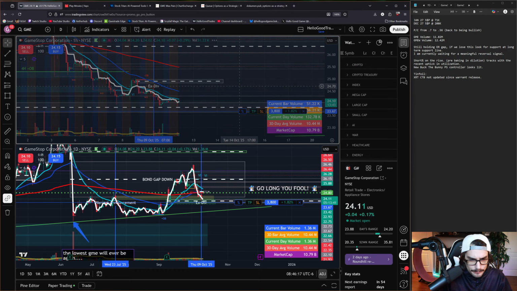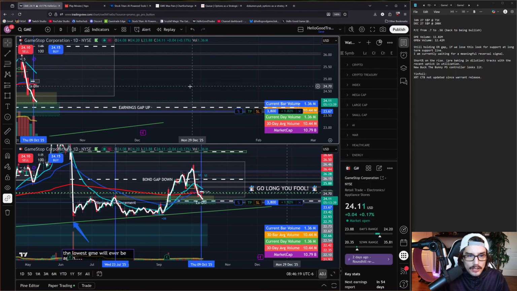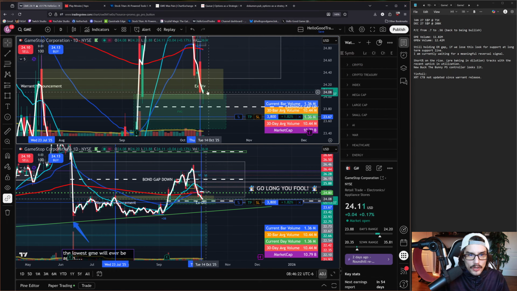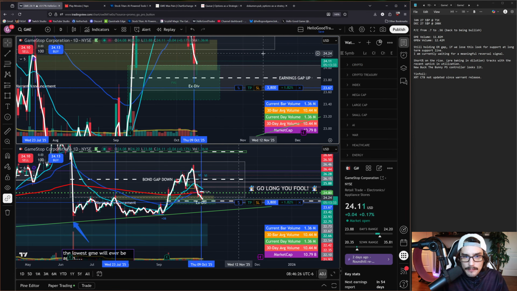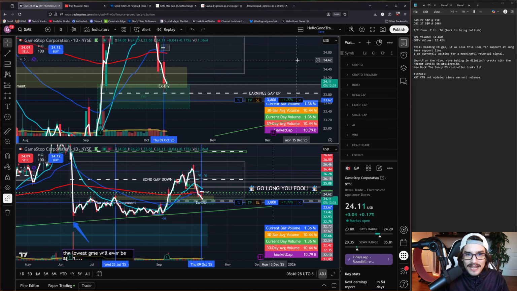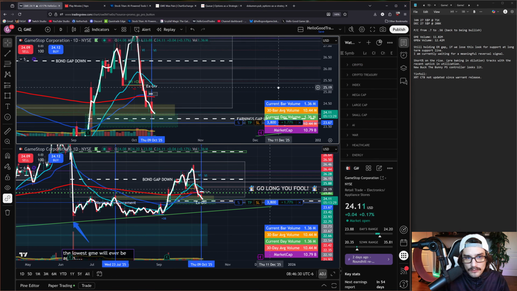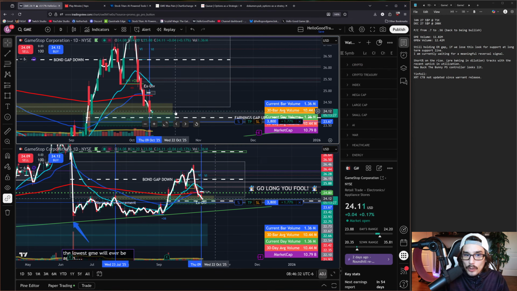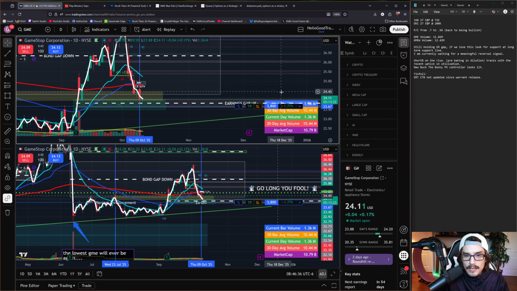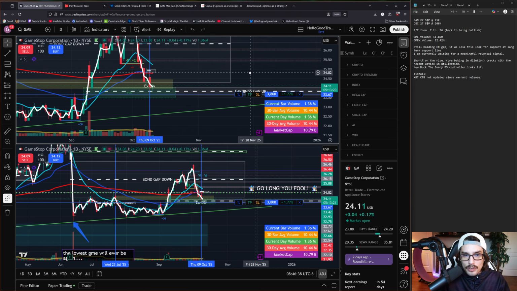And then on the 1 day, actually, I think I have that here. All the support, right? We've got the breaker block as support. We've got the earnings gap as support here. So I find it unlikely that we do break down further. And it doesn't mean we don't consolidate here, right? We could consolidate here, bounce up and down for some time, right? And that's where we're looking for the reversal signal.